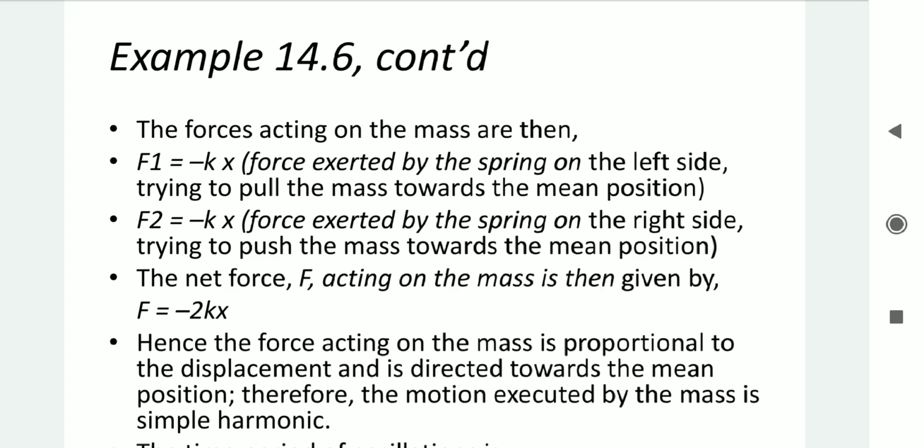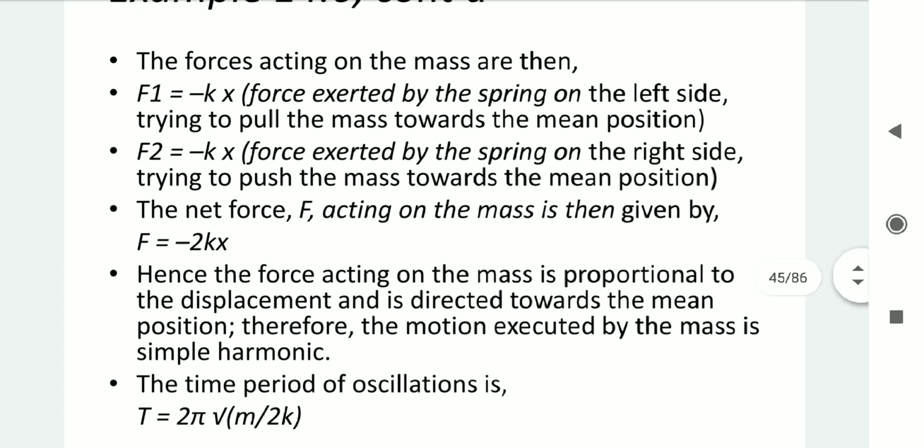So here the time period of oscillations is defined by T equal to 2 pi under root m by 2k. We know the time period of oscillations for the spring is actually T equal to 2 pi under root m by k. But here instead of k, we are getting 2k due to two springs. So the time period of oscillations we are having T equal to 2 pi under root m by 2k.